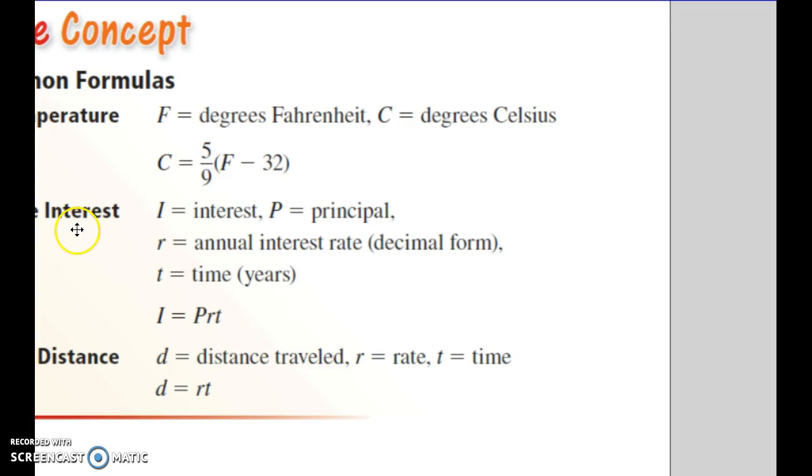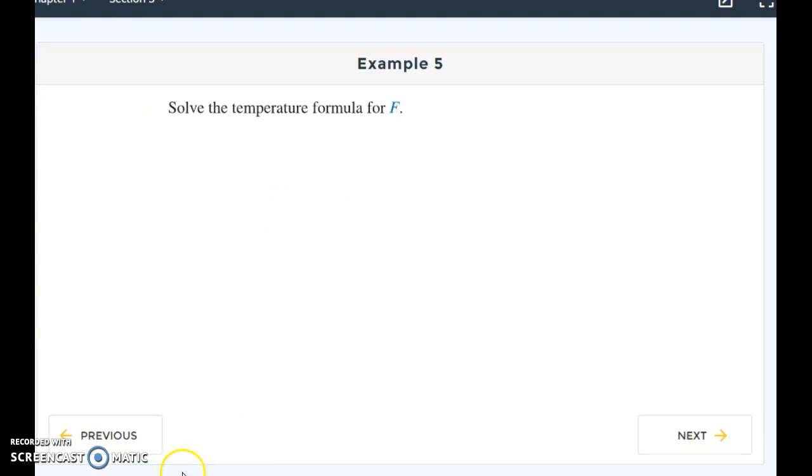All right, so here's one of our core concepts. These are some common formulas. Go through and make sure that you have these, because we're going to use them several times. I'm looking at the temperature formula between Fahrenheit and Celsius. Some simple interest, and I know that this is cut off on your screen, but this is all in your book. So I'm looking at interest and principal. Here's the formula for that, and then my distance formula. We'll use the distance formula a lot.